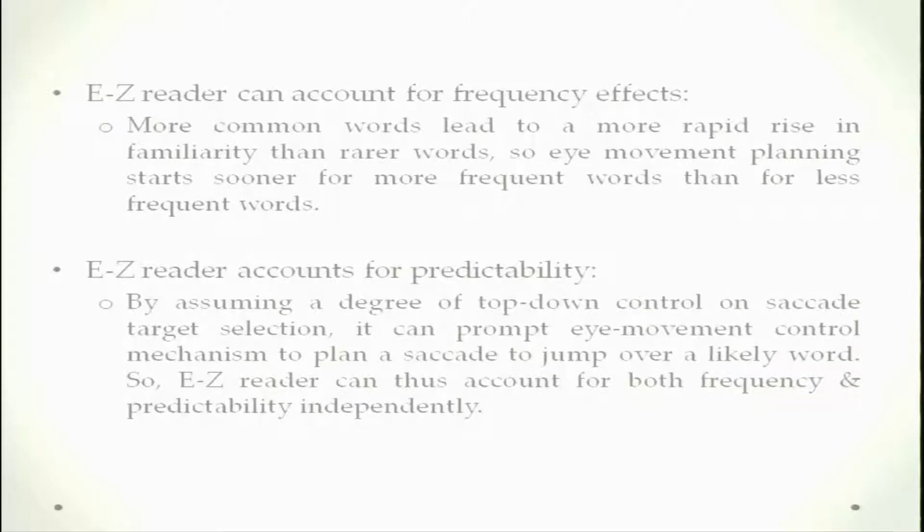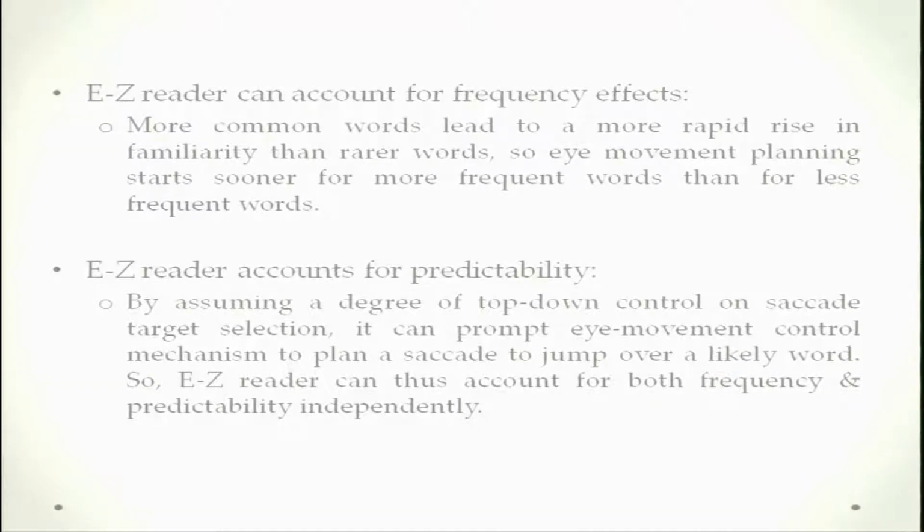Now, E-Z Reader can obviously account for different kinds of effects that have been observed in reading. One of them is the frequency effect. The idea is that more common words that you encounter more frequently lead to a more rapid rise in familiarity than rarer, less frequent words, and so eye movement planning starts sooner for the more frequent words than for less frequent words. So this can be used to explain why people read more frequent words much faster as compared to less frequent words.